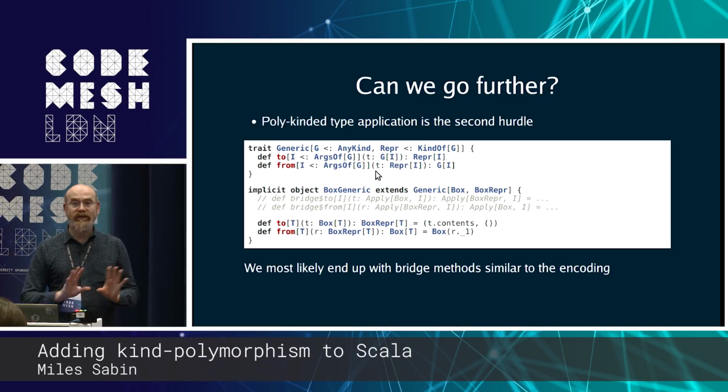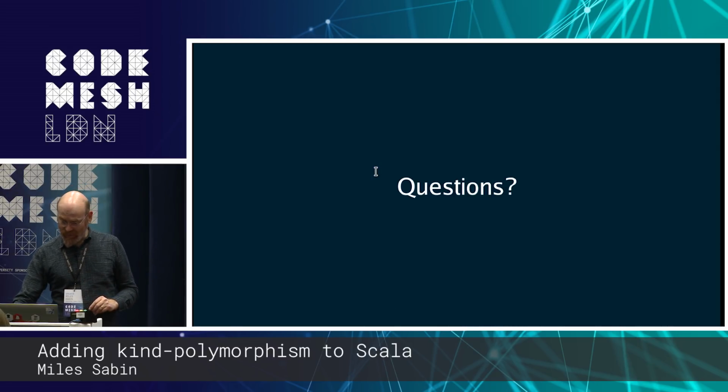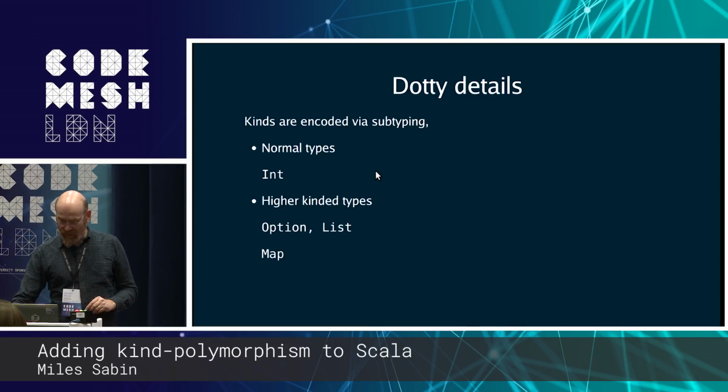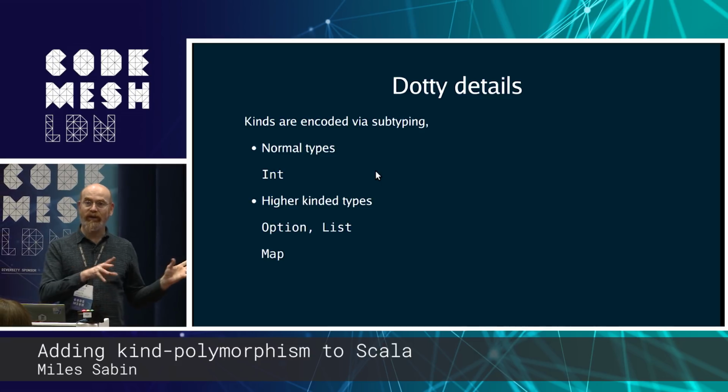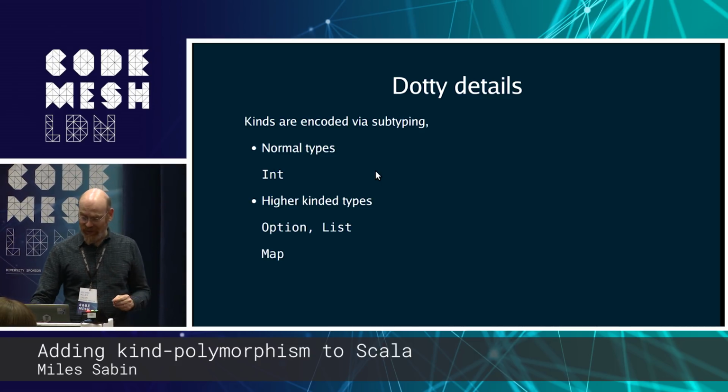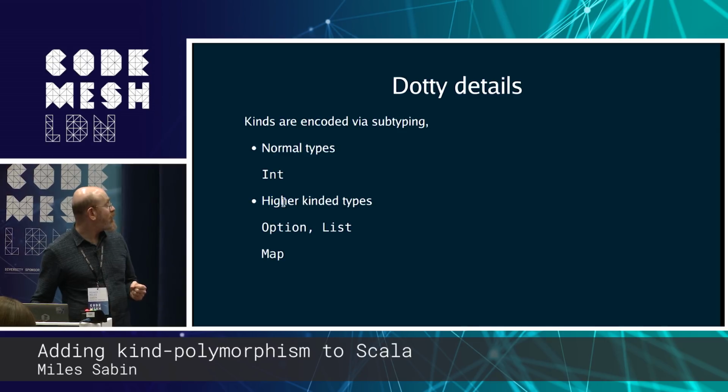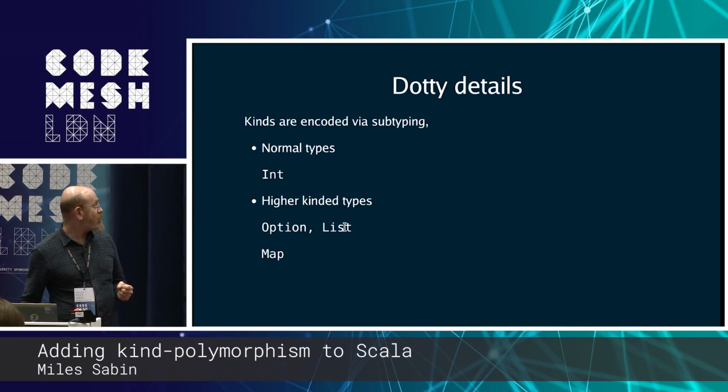There is actually no problem whatsoever with Girard's paradox in this case, for the simple reason of the way the Dotty encoding works. When I gestured at the internal reasons for doing it, the way that kinds are encoded is via subtyping in Scala, which is kind of weird, but it actually works out very nicely. So take these examples. We've got normal types, say Int, higher-kinded types, Option, List, star arrow star, Map, which is star arrow star arrow star.